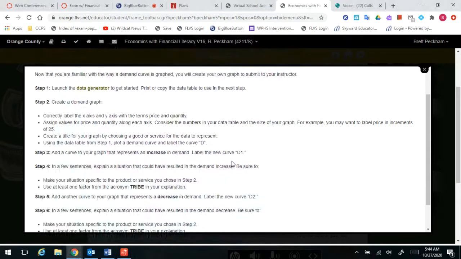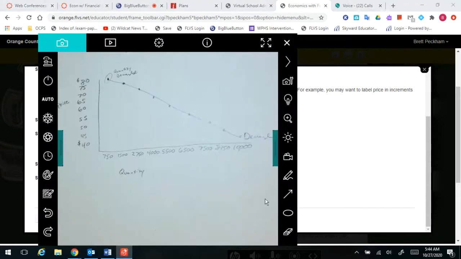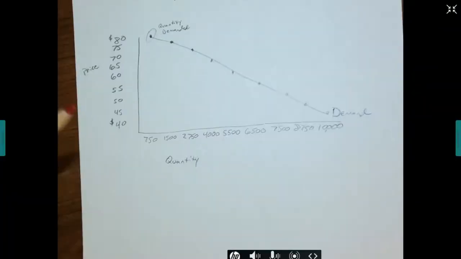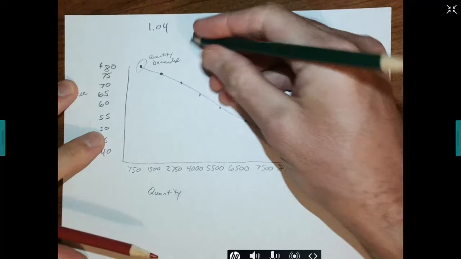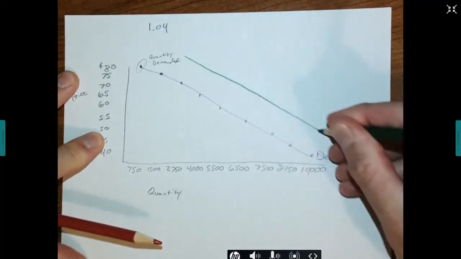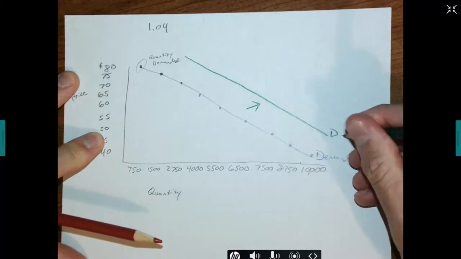All right. Then the next thing we want to do is show an increase and then explain what could have caused that, and then show a decrease and explain what could have caused that as well. So again, all of this is gone over in my Module 1 video, but let's go ahead and take a look. So an increase is always a shift to the right. We're going to use green for the increase here. We'll label that increase, that rightward shift of the demand line, D2.